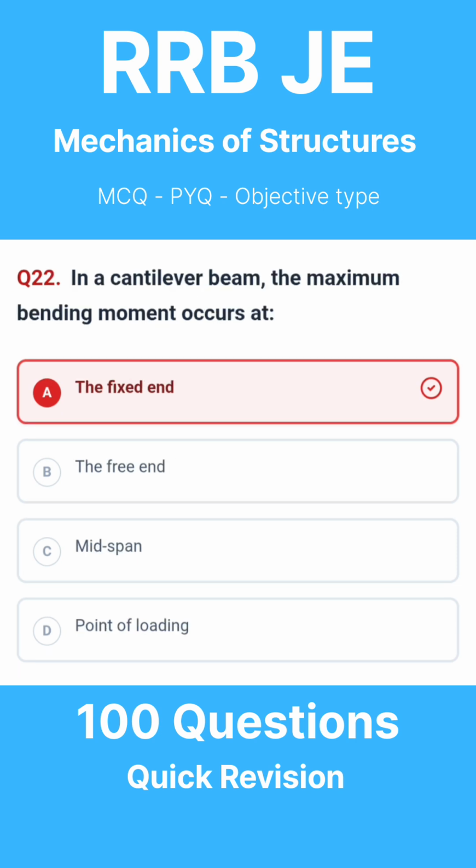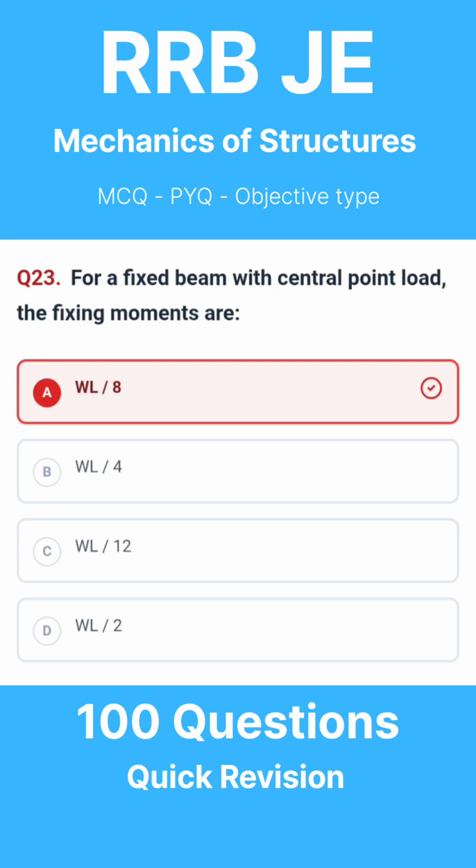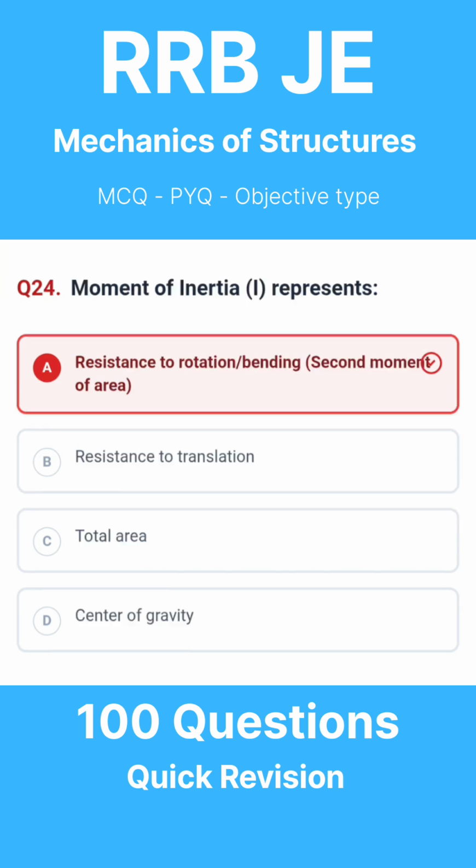Question 22. In a cantilever beam, the maximum bending moment occurs at. The correct answer is the fixed end. Question 23. For a fixed beam with central point load, the fixing moments are. The correct answer is WL divided by 8. Question 24. Moment of inertia I represents. The correct answer is resistance to rotation or bending, second moment of area.